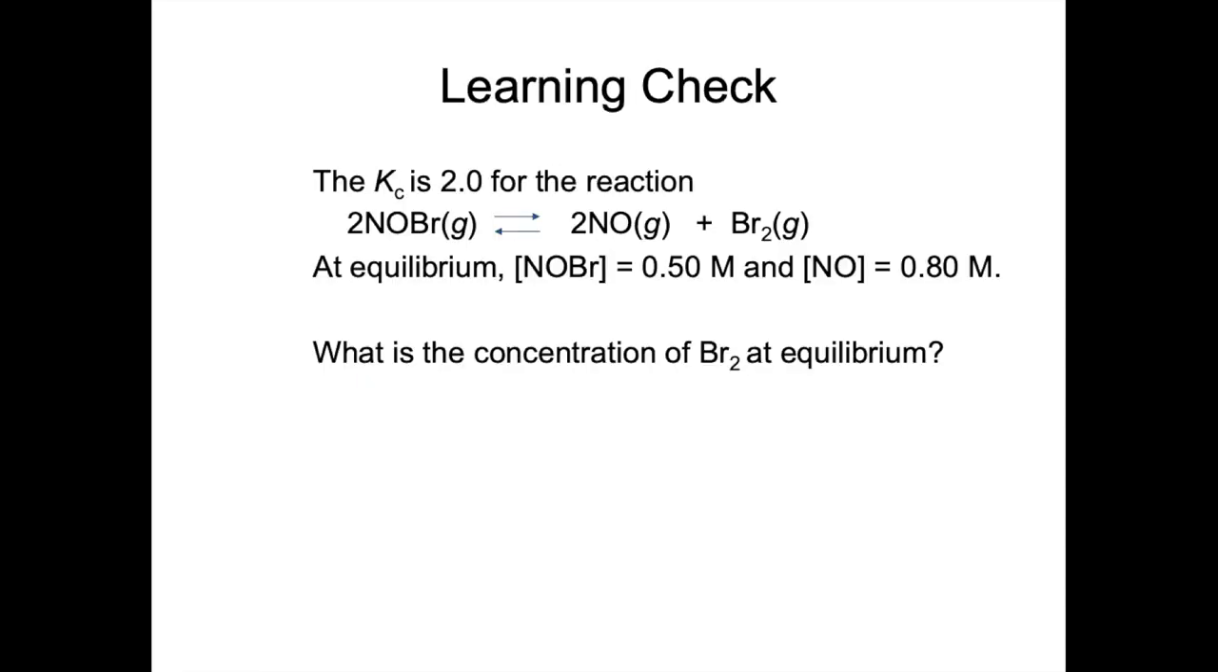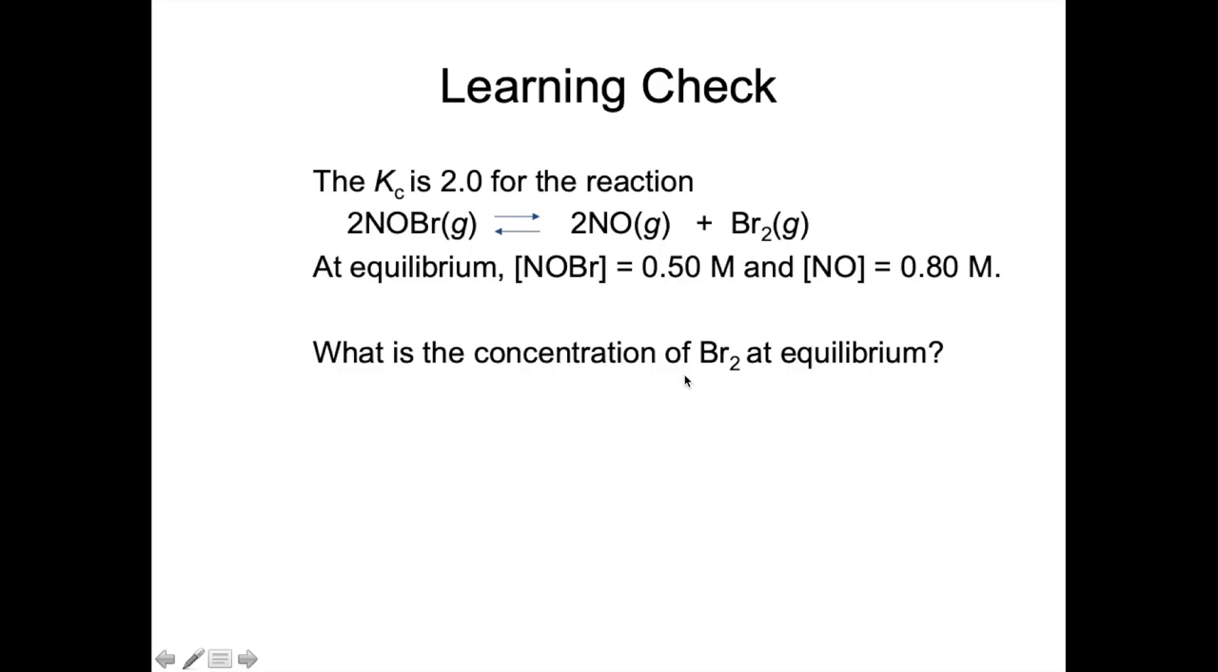Why don't you guys try a problem yourselves? This is a very similar problem. Here we have an equilibrium between NOBr on one side and nitrogen monoxide and bromine on the other side. Go ahead and write out an equilibrium expression for this. You're told that the Kc value is 2.0, the concentration of NOBr is 0.5, and the concentration of nitrogen monoxide is 0.8 molar. Go ahead and solve for the concentration of bromine.